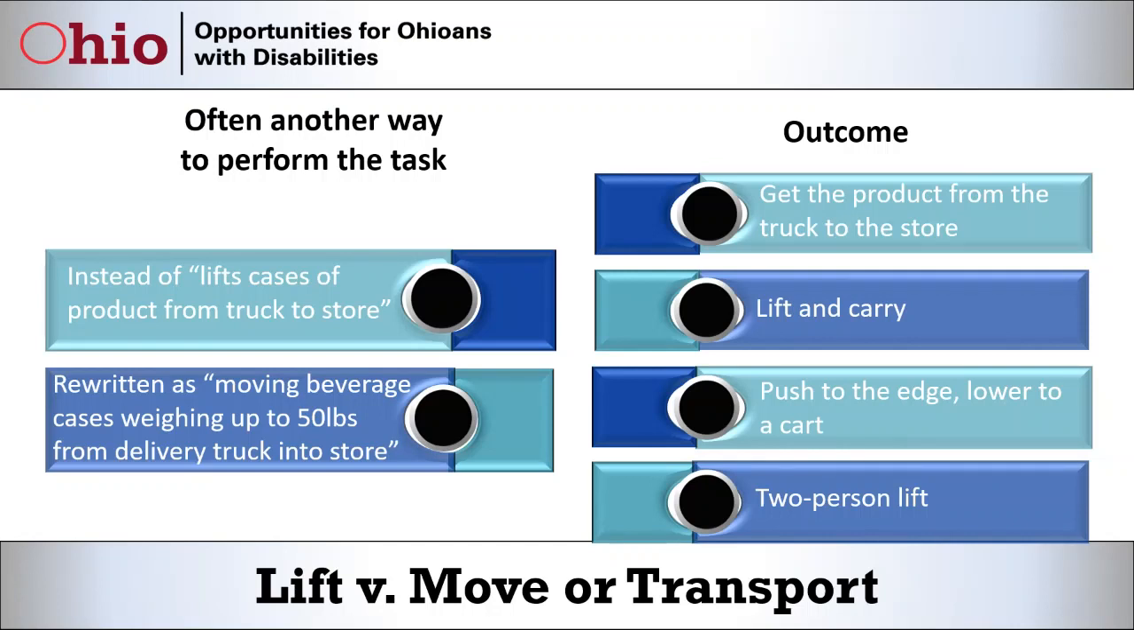Thank you for these examples, which demonstrate the many ways the job tasks can be performed. Once an employer has determined the outcome of the essential function, do you have any practical suggestions for how they should write the essential function statement?